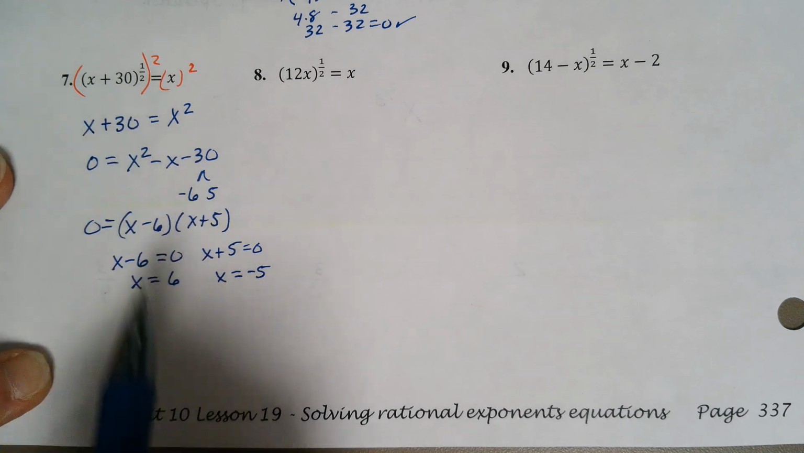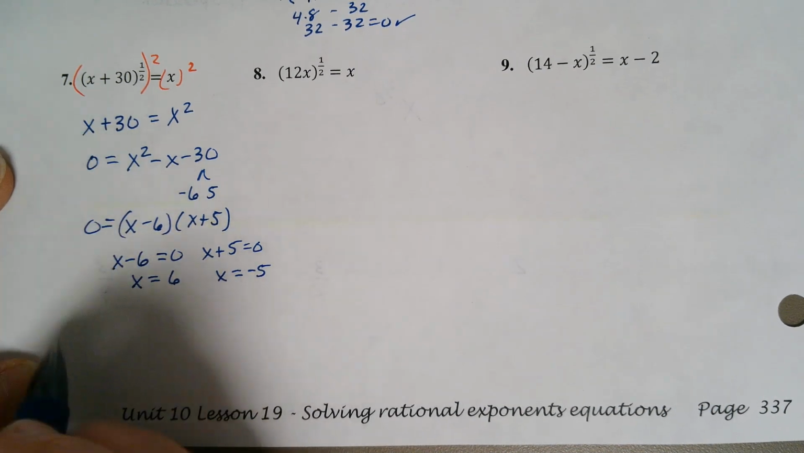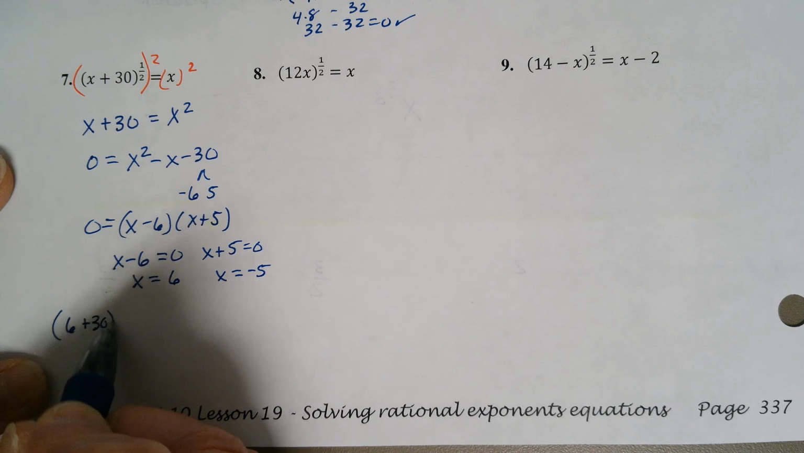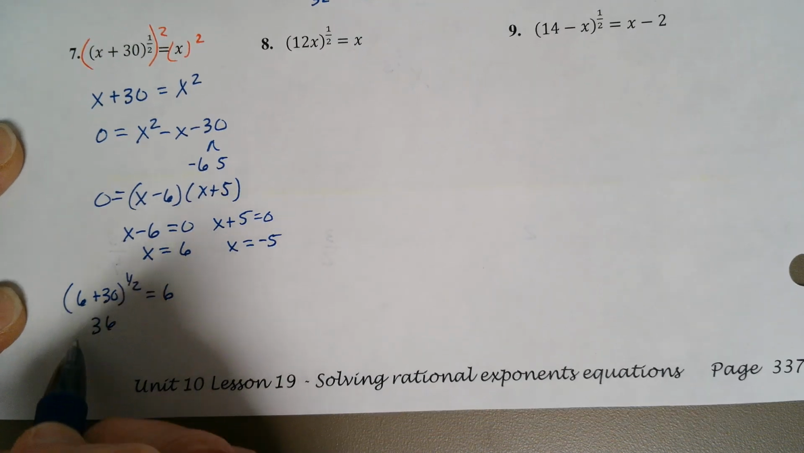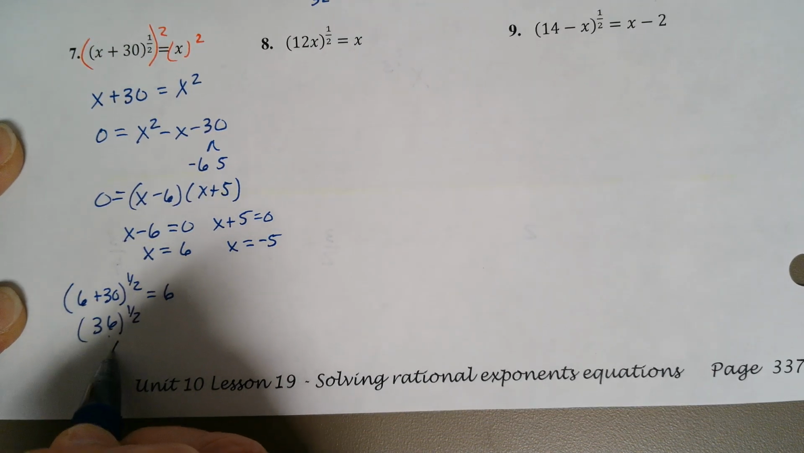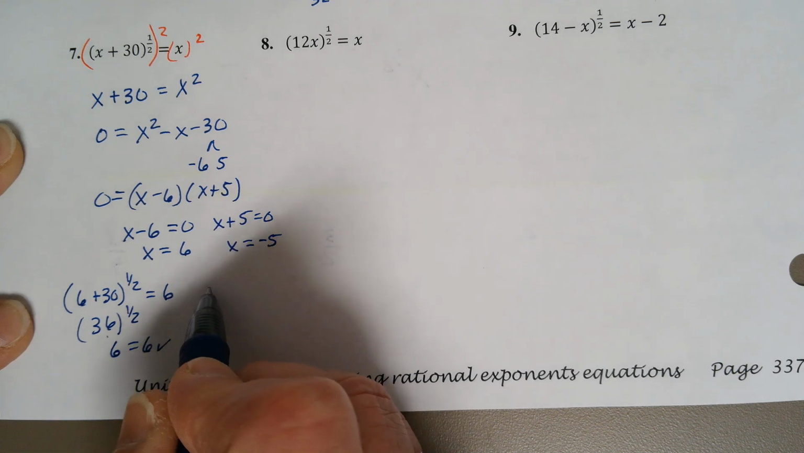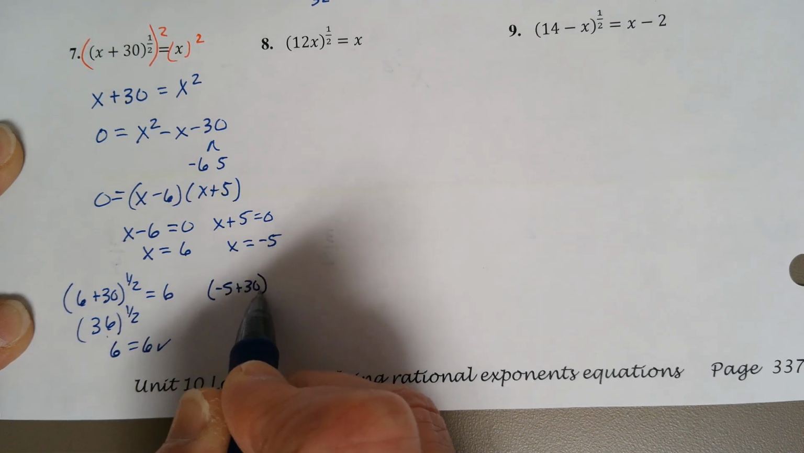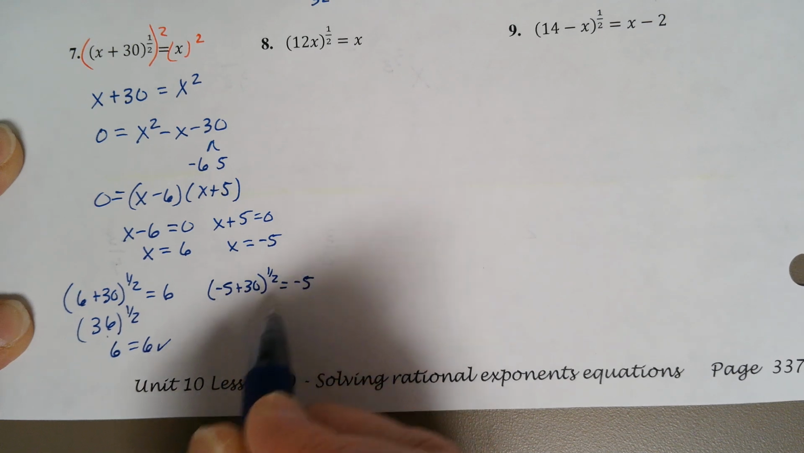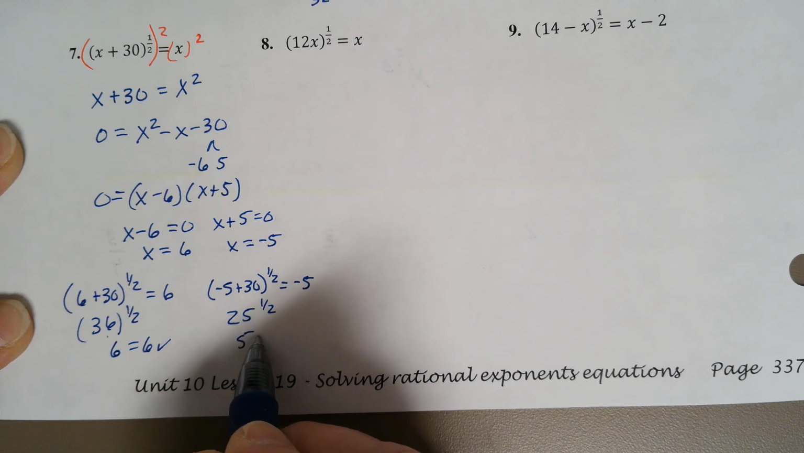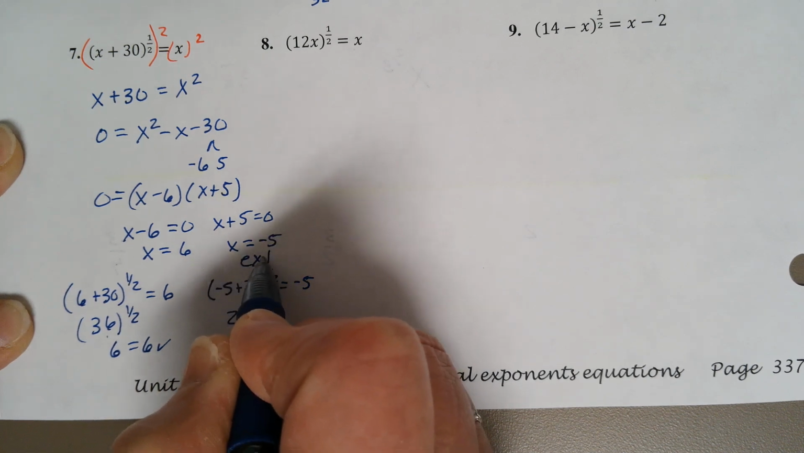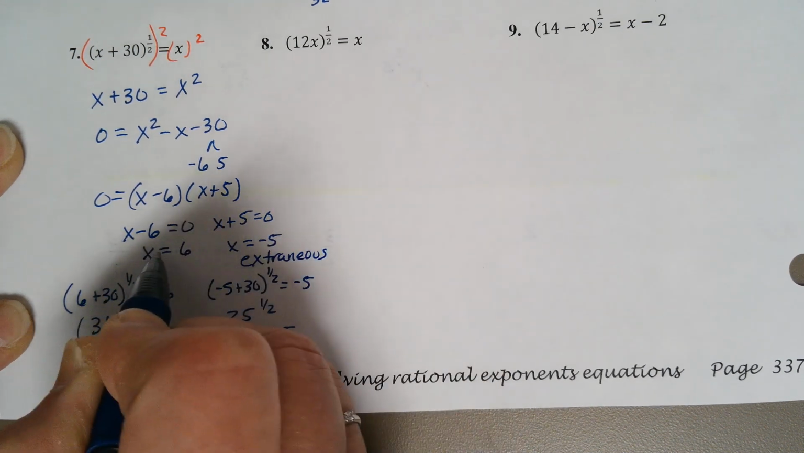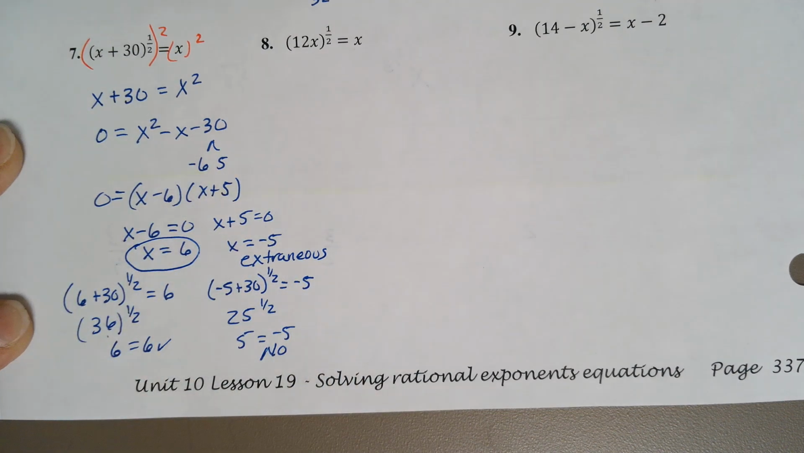Checking, that's square root, so I'm going to check by hand. Is 6 plus 30 raised to the 1/2 equal to 6? Yeah. The square root of 36 is 6. That checks. Is -5 plus 30 raised to the 1/2 equal to -5? 25 raised to the 1/2, that's the square root of 25, which is 5, equals -5. No, that's extraneous. Our solution is x equals 6.